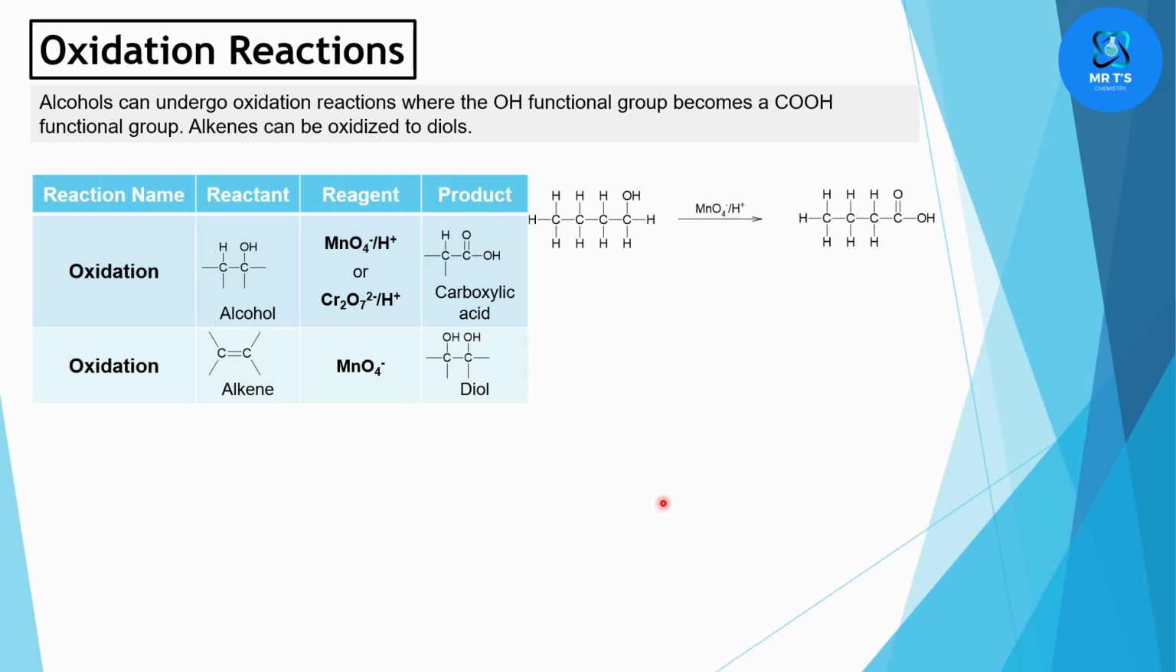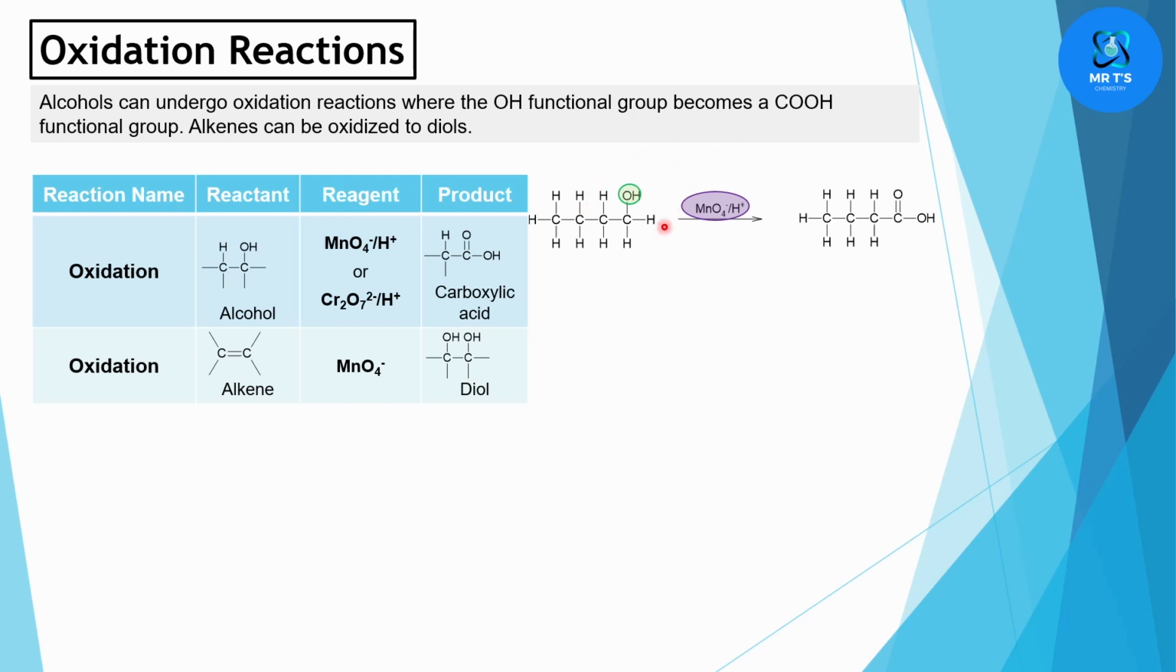So the first one I have here is propan-1-ol. We can see that the OH functional group is attached to the first carbon, so this is an alcohol. If we add the reagent permanganate, acidified, MnO4- H+ means it's acidified. Sometimes this is written as KMnO4/H+. What this will do is the permanganate actually gets reduced, but we don't need to worry about this when we're writing organic chemistry reactions.